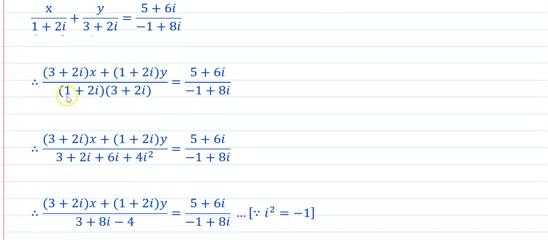To the denominator, the product of these two brackets, that is 1 plus 2i into 3 plus 2i. 1 into 3, you will get 3. 1 into 2i, you will get 2i. 2i into 3, you will get 6i.